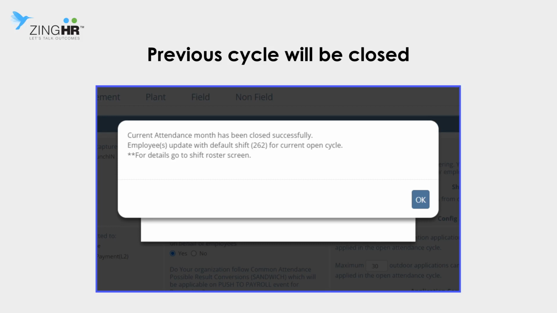Every month the user has to manually close the attendance cycle. It is not done automatically, as the payroll cycle date and attendance cycle date could differ as per different organizations.